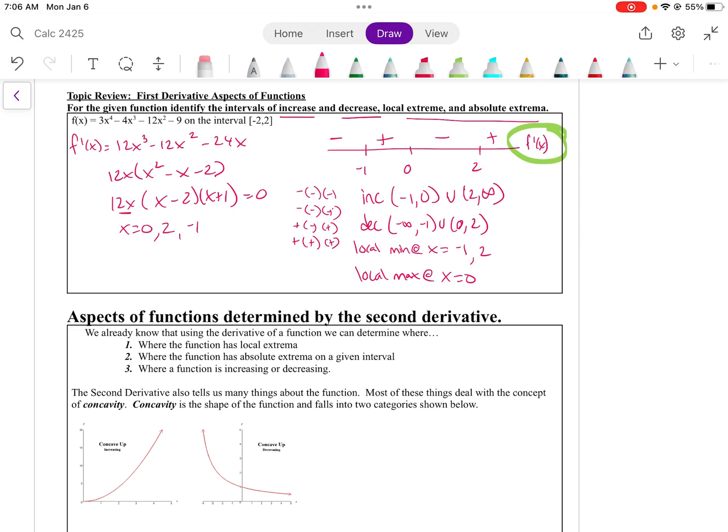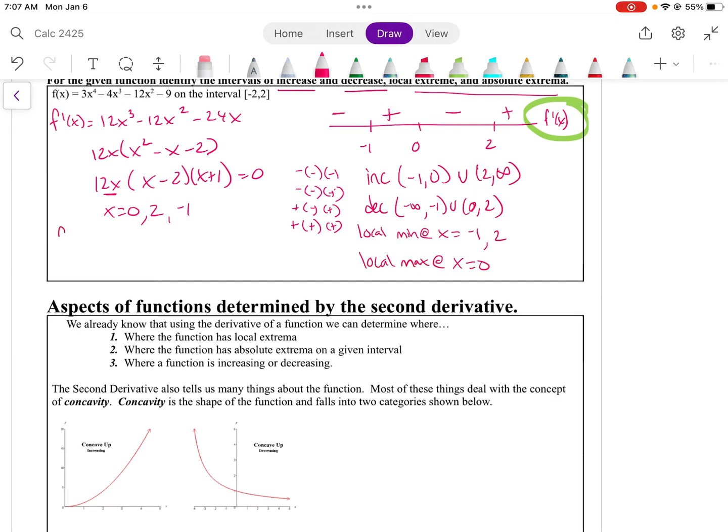All right, to answer the questions about absolute extrema, I'm going to put this function in my calculator. So 3x to the 4th minus 4x cubed minus 12x squared minus 9. When I say this thing, I'm talking about the function at this point. And I'm going to use my table to type in these points of interest.